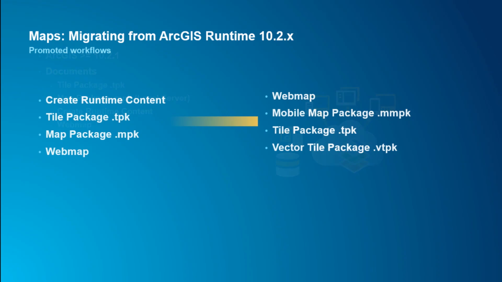So I'll talk about what the promoted workflows for those are. Well, in terms of web maps, I've talked about working with maps from the ArcGIS platform, so that's essentially the web map covered. Also the mobile map package I've talked about as well, as being one of the promoted workflows for getting content into your ArcGIS Runtime 100 applications. We still support tile packages as TPKs, and vector tile packages as a new feature within the 100 generation.